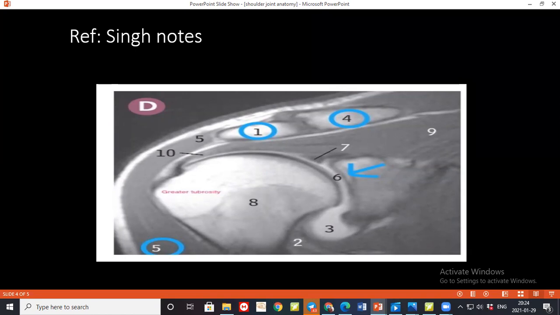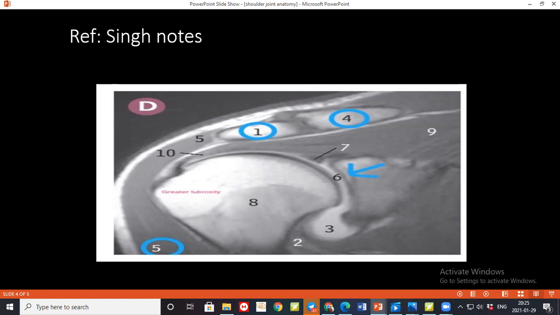In the quadrangular space, the superior border is the teres minor and the inferior is the teres major, laterally there is the humerus, and medially there is the long head of the triceps. It includes the axillary nerve and the posterior circumflex humeral artery. In the triangular space, superiorly there is the teres minor, inferiorly the teres major, and laterally the long head of the triceps. It includes the circumflex scapular artery.